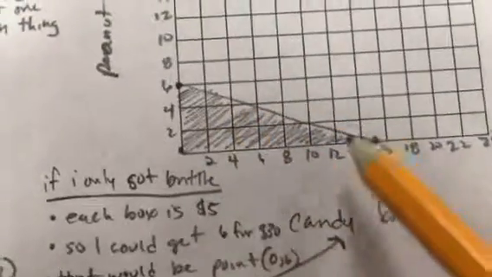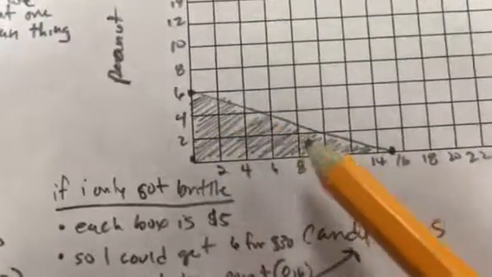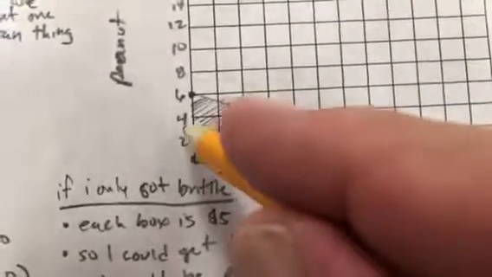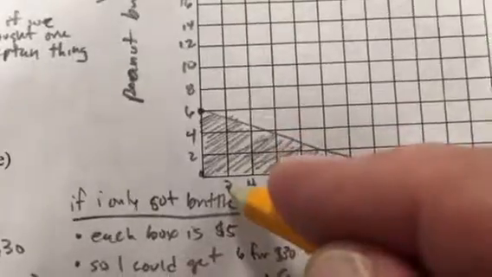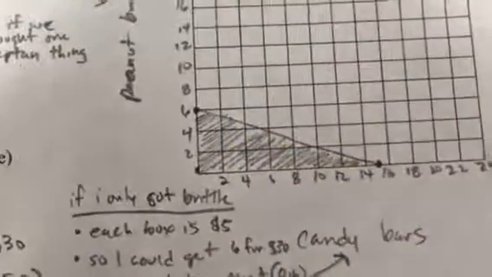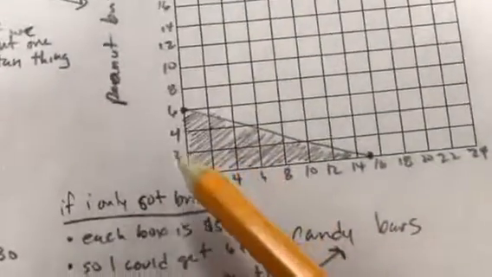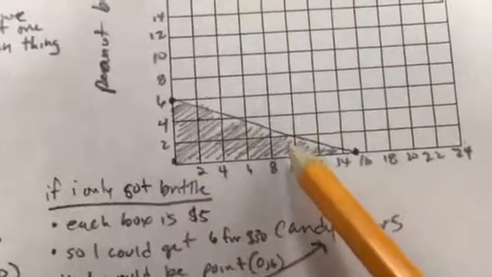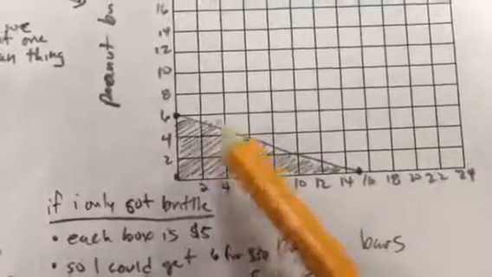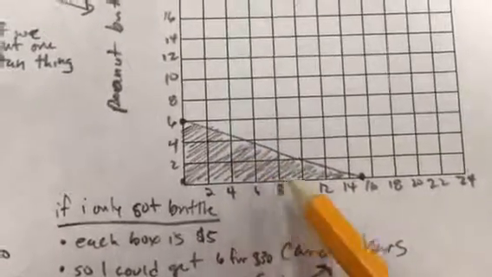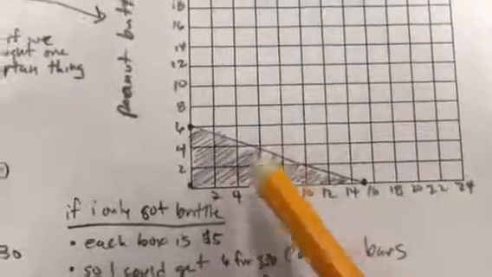That means any one of these answers, any one of these numbers I could pick in here and it would work. I could pick the point (4, 2). I could buy 4 boxes of peanut brittle and 2 candy bars, and that would still be less than $30, okay? I could buy 2 boxes of peanut brittle and get 10 candy bars, and that would be $30 exactly because it lands on the line. So any combination of numbers in between or in this shaded area would be an answer to this inequality.